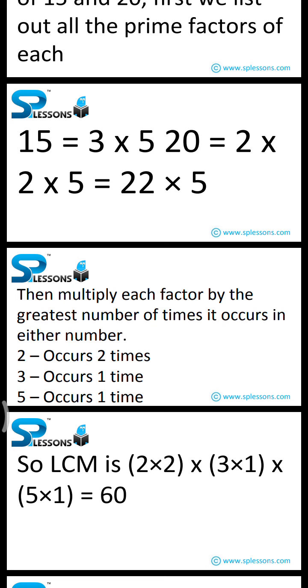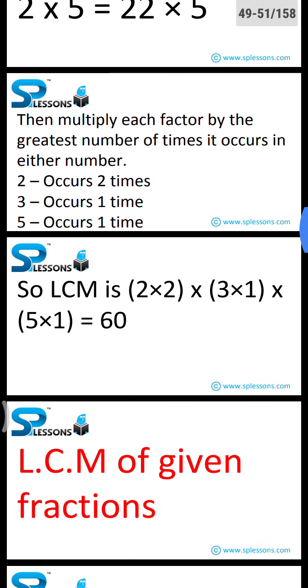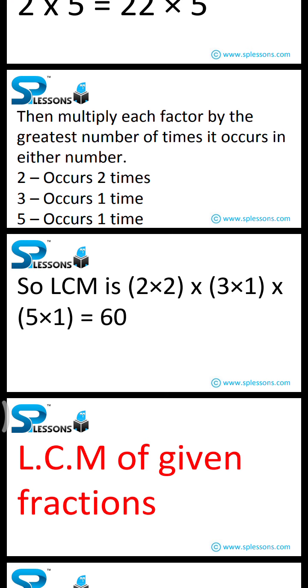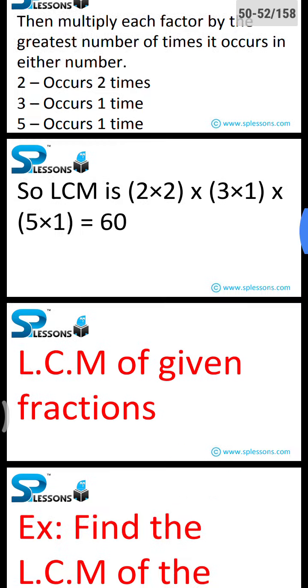Then multiply each factor by the greatest number of times it occurs in either number. 2 occurs 2 times, 3 occurs 1 time, 5 occurs 1 time. So LCM is 2 × 2 × 3 × 5 equals 60.